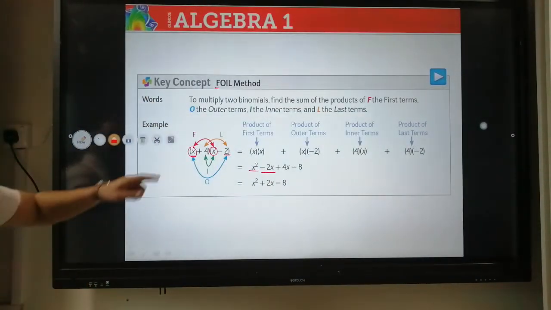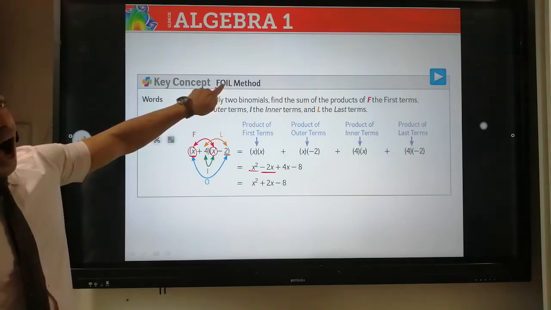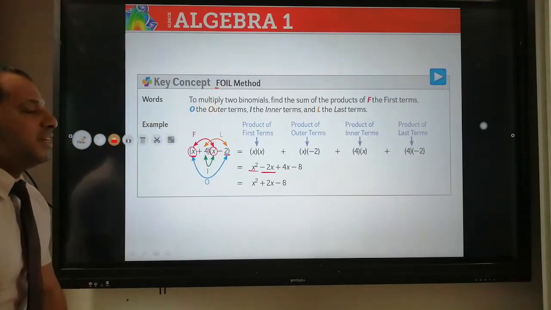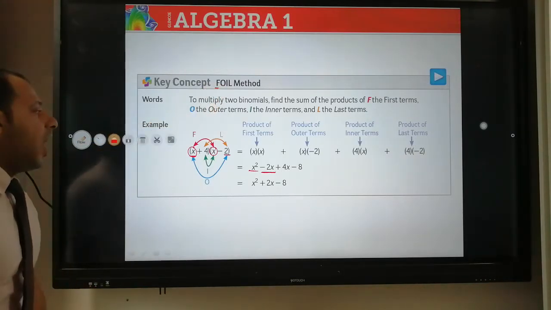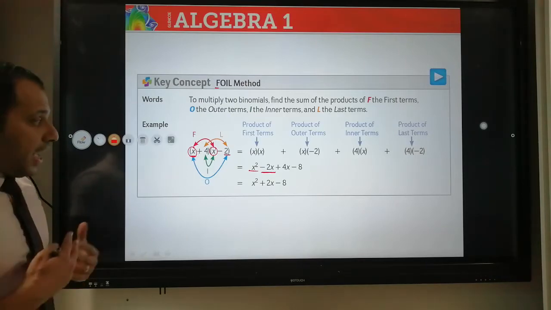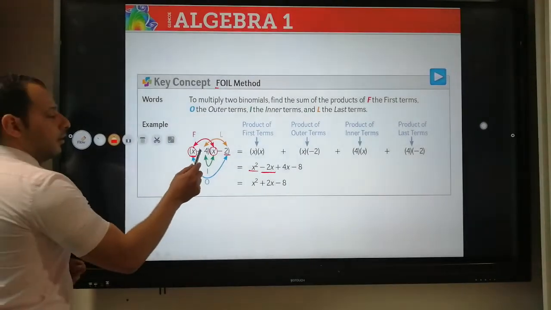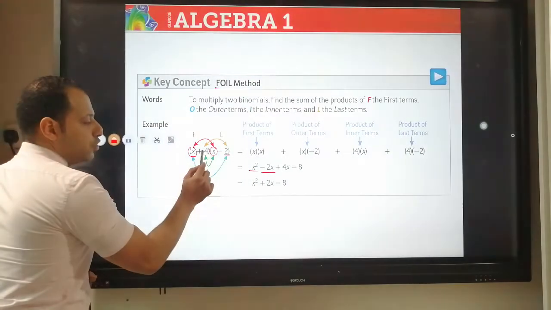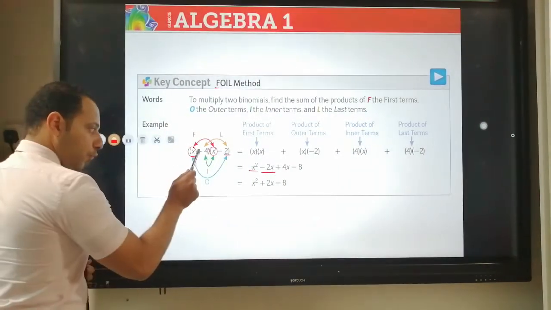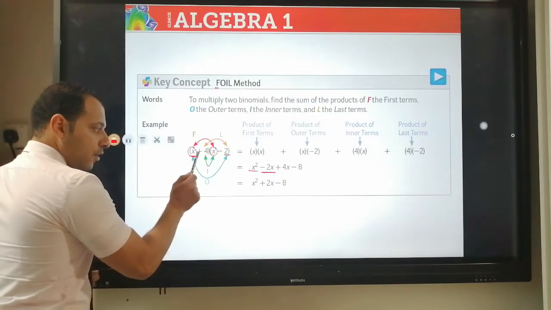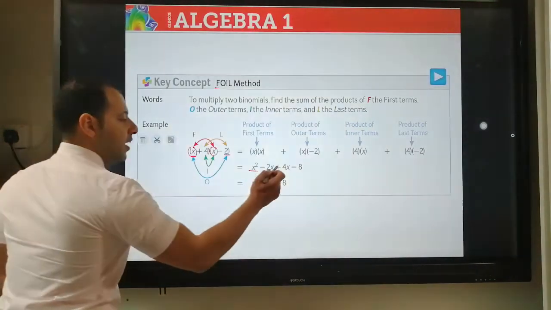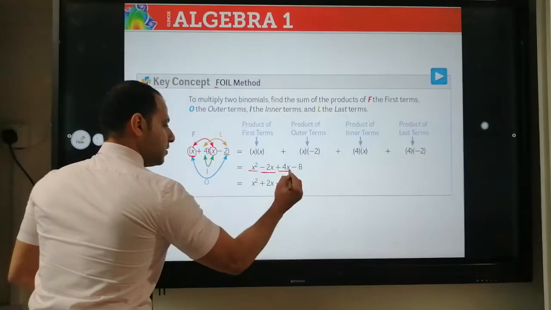And then the letter I. The letter I means inner. The inner means the 2 numbers in the middle, this number and this number, which are 4 and x. So 4 multiplied by x equals positive 4x.